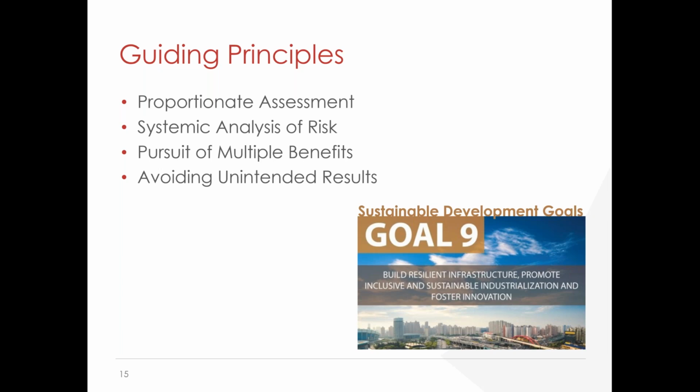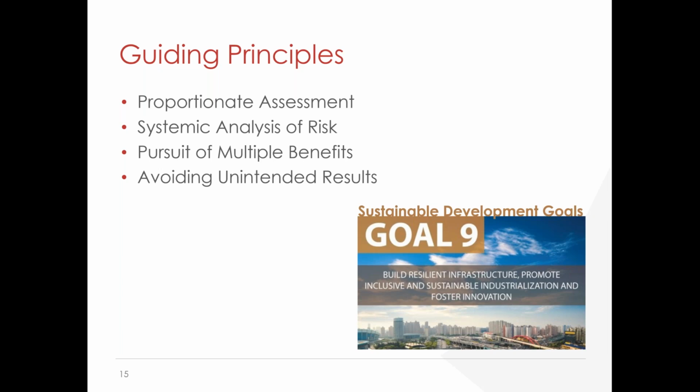So the first guiding principle is around proportionate assessment. The level of effort and detail in assessing risk and identifying solutions should reflect both the project cost and the scope, and how important the asset is to providing or protecting essential services, i.e. the criticality of the asset. The approach should also assess climate threats according to the likelihood and severity, asset vulnerability, and also consider infrastructure interdependencies.